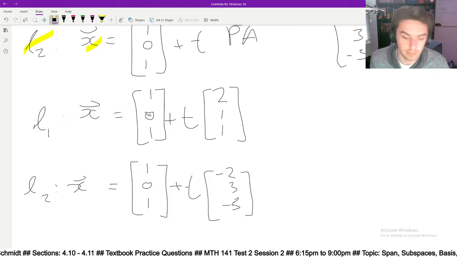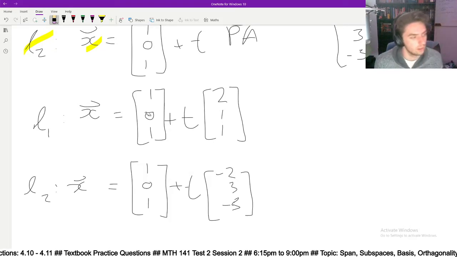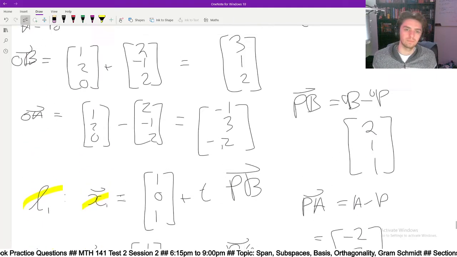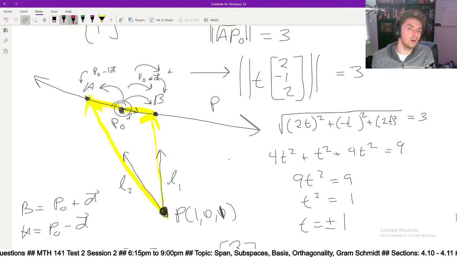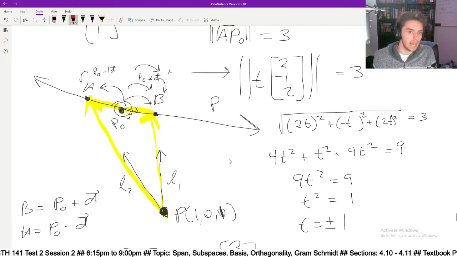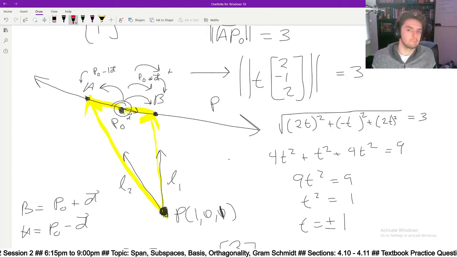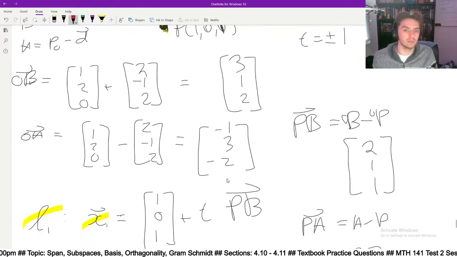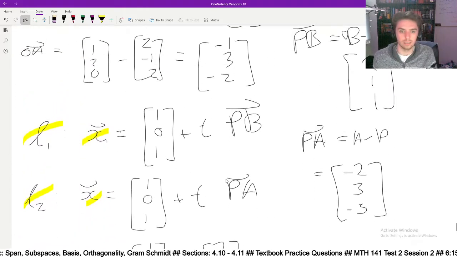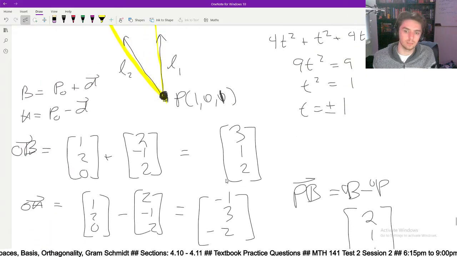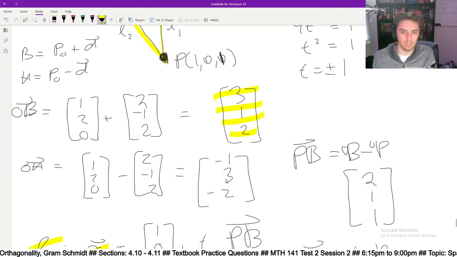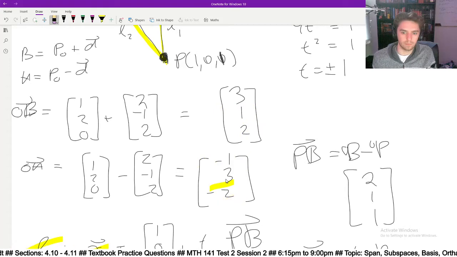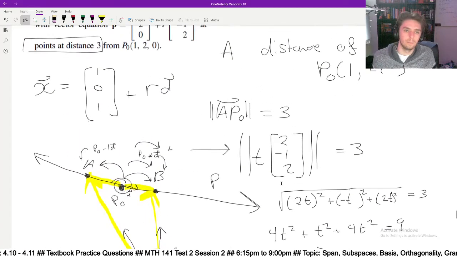If any part doesn't make sense, I can explain it differently or slower. No, they're not. All you know is that A and B are on the line, and that the distance from P naught is 3. If we had A and B, then we could just skip right to PB, and skip all this. But all this is pretty much defined to get this result. This is B, this is A.